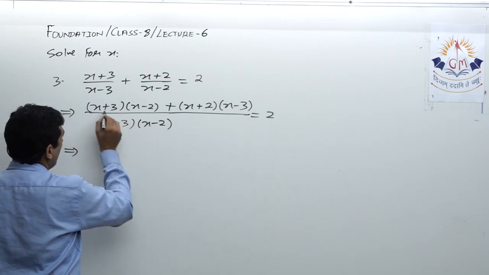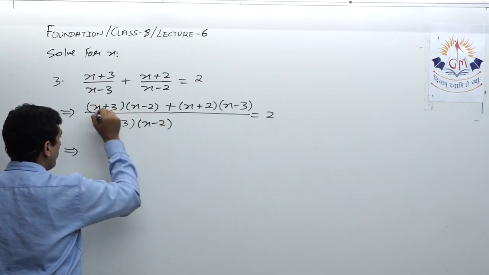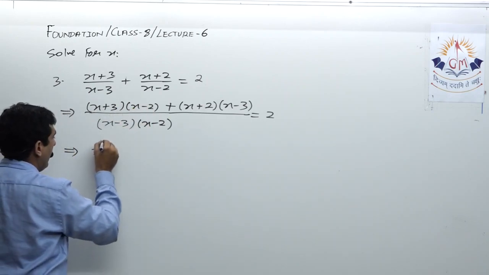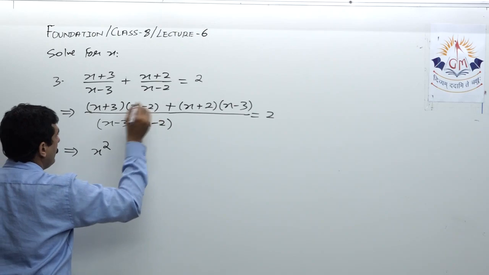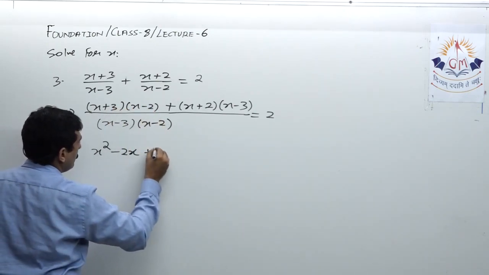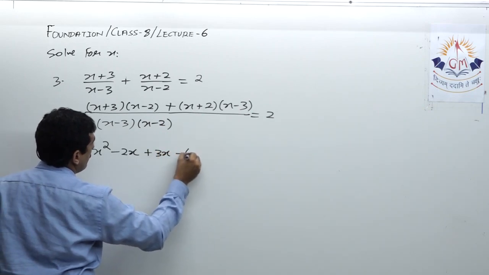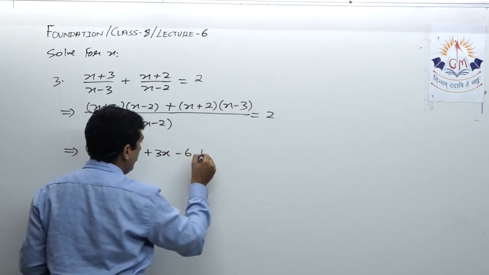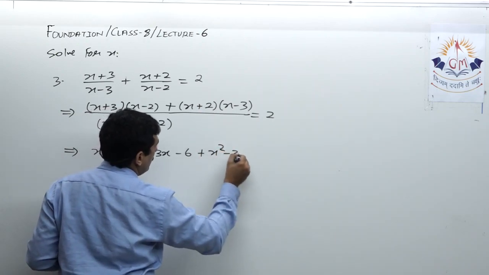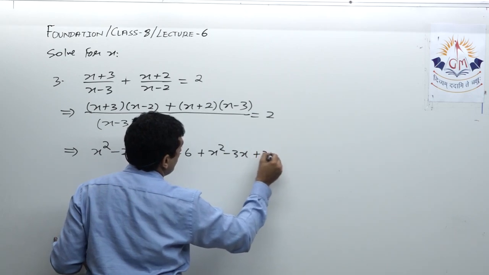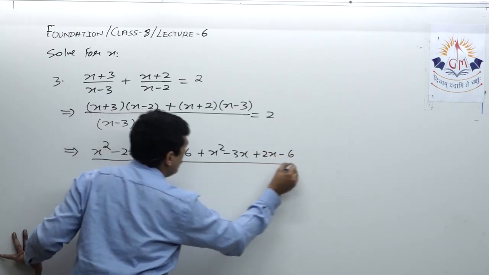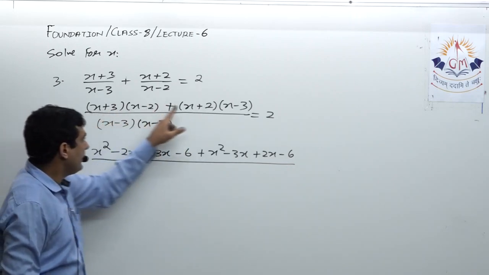Now over here, x plus 3 into x minus 2, again product of binomial to binomial. x into x, x square, x into minus 2, that is minus 2x, plus 3x minus 6. Plus x square minus 3x plus 2x minus 6. Okay, I multiplied these two terms as well as these two terms.